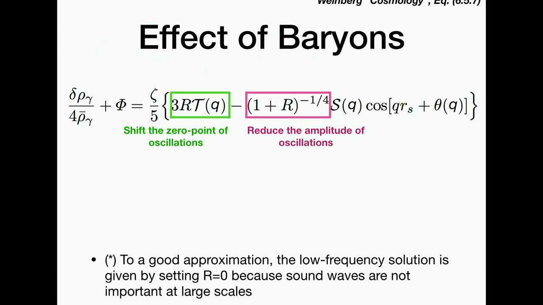Baryons. Baryons is R, okay? R is the baryon to photon energy density ratio. What does it do? It first reduces the amplitude of oscillations a little bit. The value of R is 0.6 at the last scattering surface, okay? So it's not entirely negligible. And it also adds to the cosine, so there's a zero point shift in the oscillation, okay?